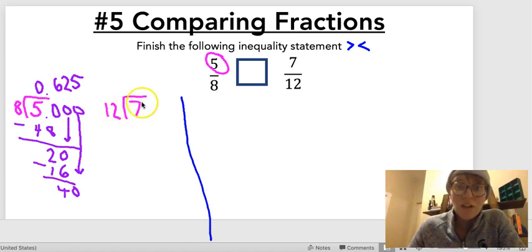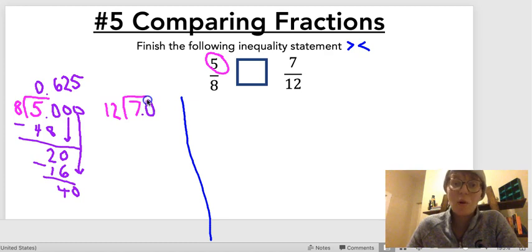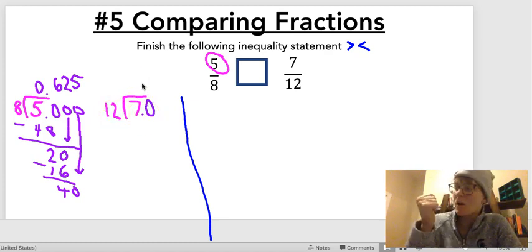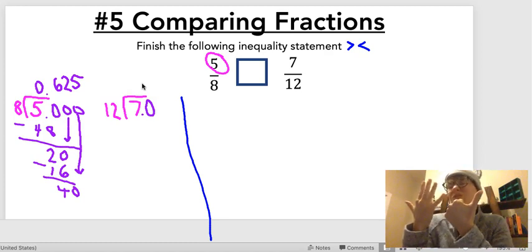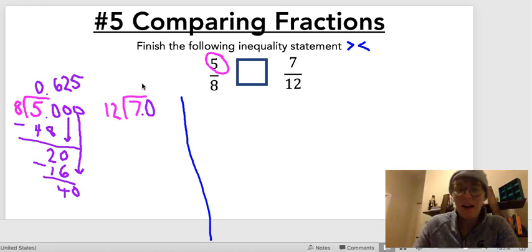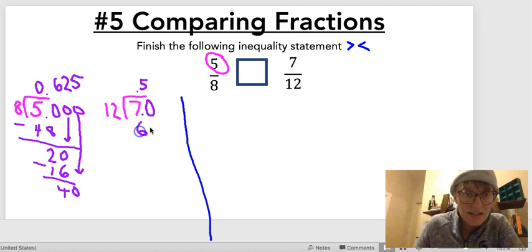How many 12s are in 7? Well, 12 is bigger than 7, so I'm going to have to split it up to go to the decimal. 12 into 7, that's going to be, let's see, 12, 24, 36, 48, 60, 72. 72 is just slightly too much, so I'm going to use 5. And 12 times 5 is 60.